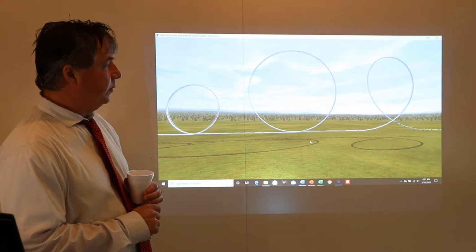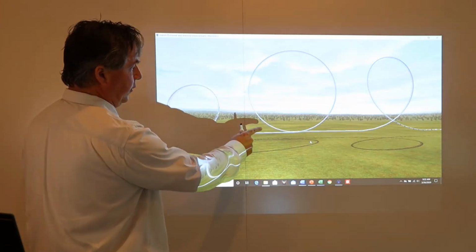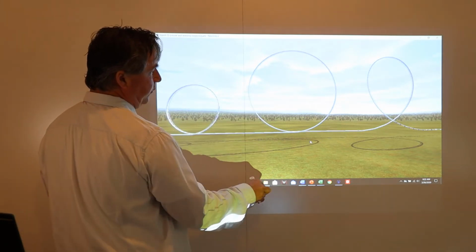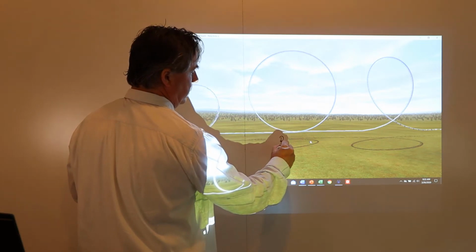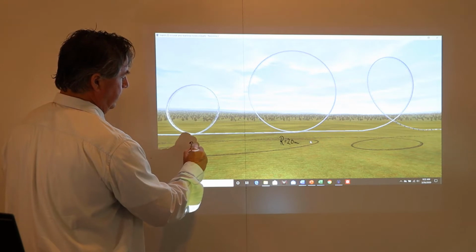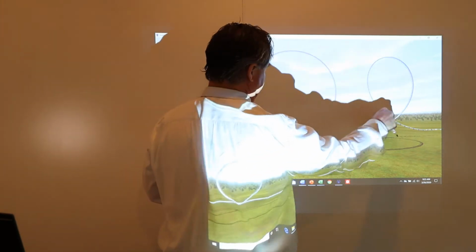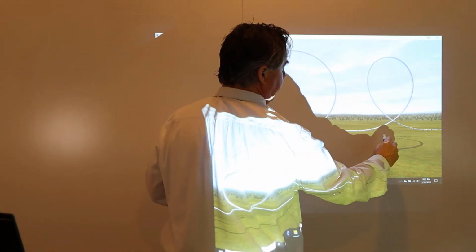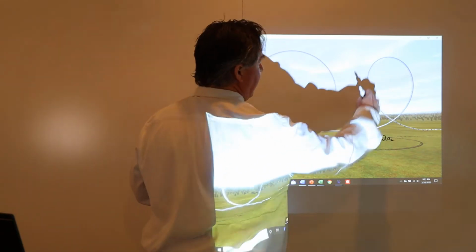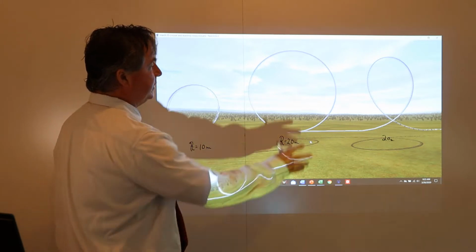So here I've got 3 loops. It's a teardrop loop, circular loop, circular loop. This is radius of 20 meters. So radius of 10 meters. And the distance from here to here is 20 meters. Okay, you can't say it's got a radius because the radius of a teardrop loop changes. Obviously, the radius of a circular loop stays constant.